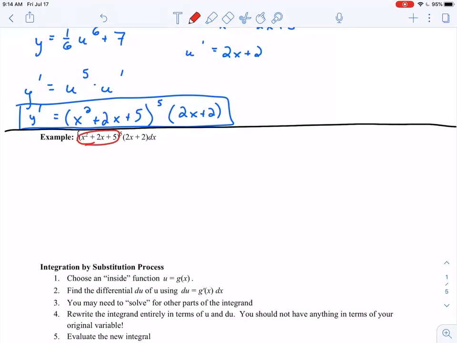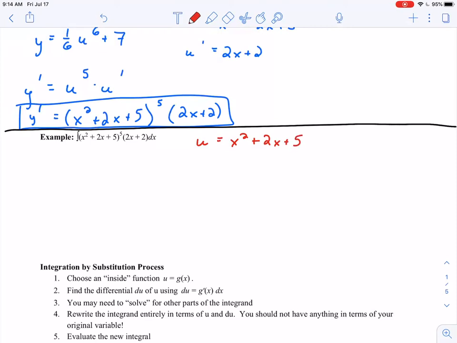But generally, if you're stuck between two choices, you can think about it as the factor or the part of it that has the highest power of x, or generally just the most complicated part of your function. So usually that's the factor with the highest power. So I'm going to pick u equal to x squared plus 2x plus 5.